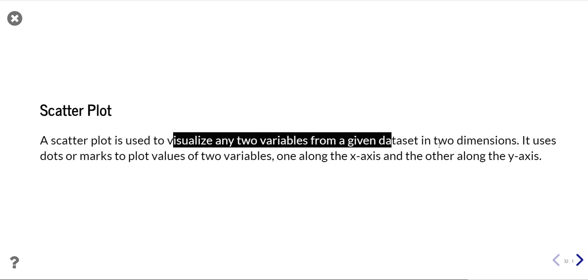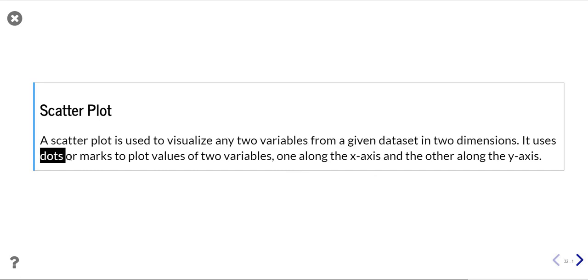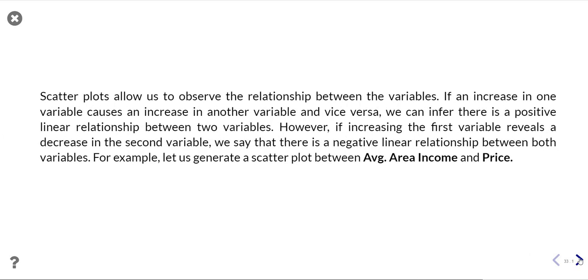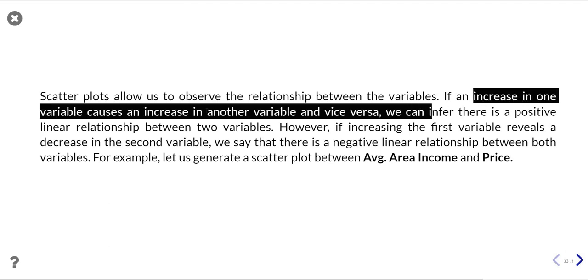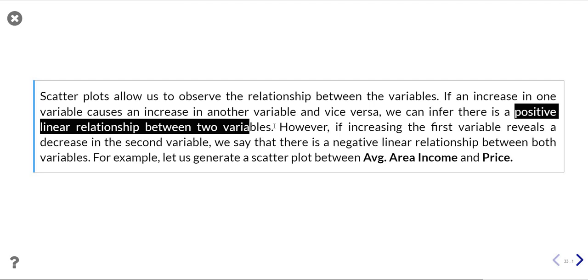This is quite useful to visualize any two variables in two dimensions. We use dots. Earlier we used the O marker, so we can also use the X marker. A scatter plot is a much better way to observe the relationship between variables. If you see an increase in one variable causes an increase in another variable, and vice versa, then we can infer that there is a positive linear relationship between those two variables.